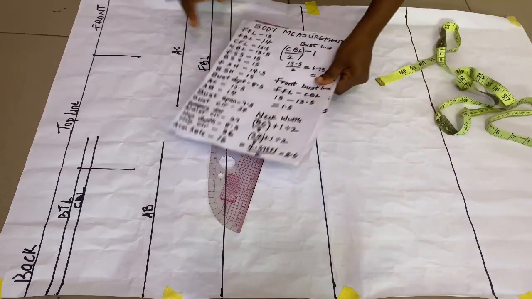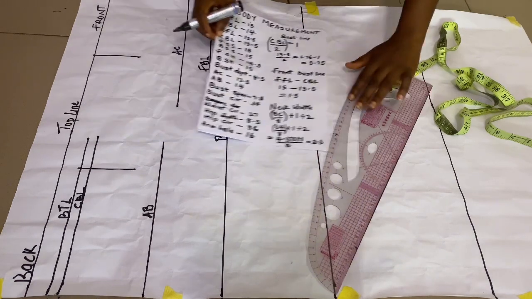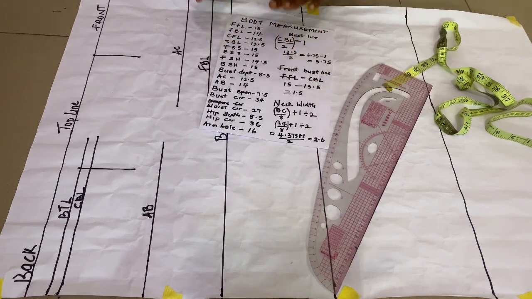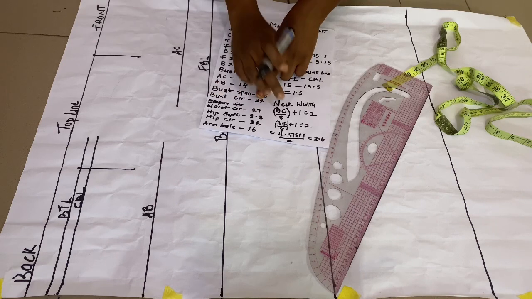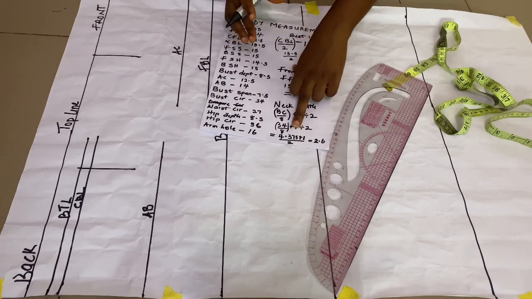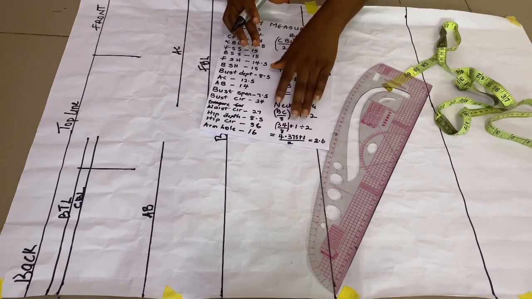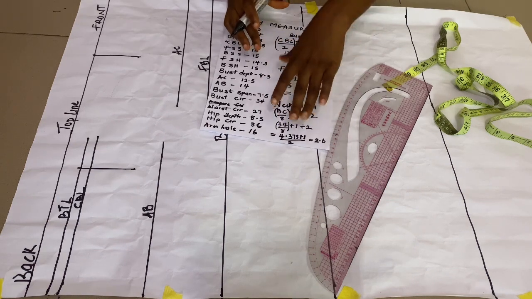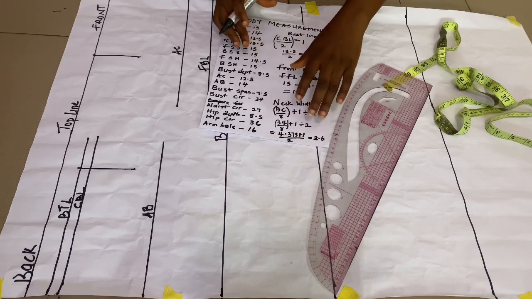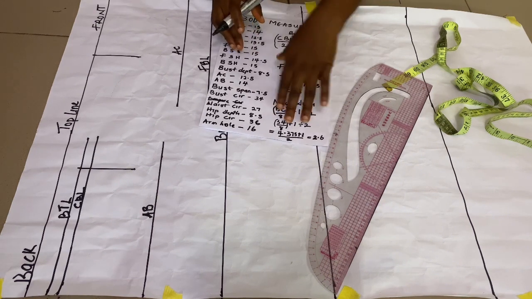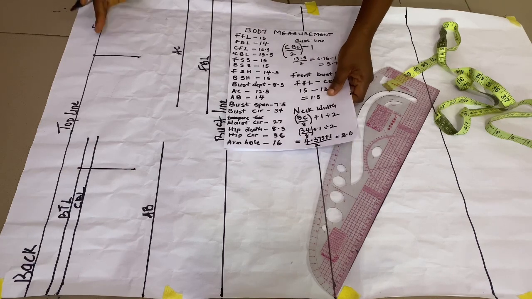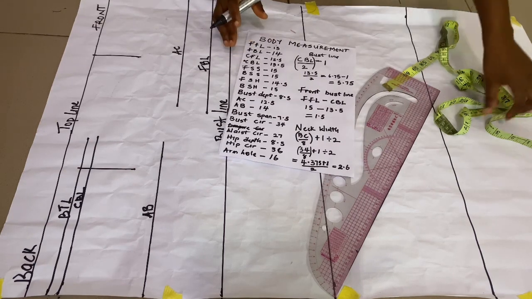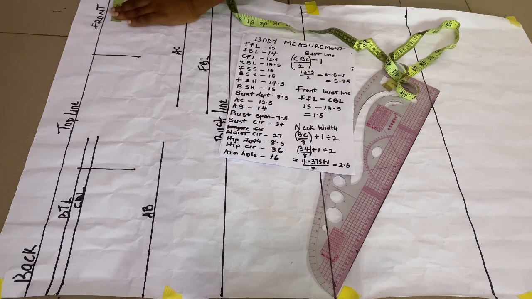The next thing is to get the neck width. To get the neck width, it is the bust circumference divided by 8, plus 1, divided by 2. So the bust circumference is 34. 34 divided by 8 is 4.375. Then you add 1 to it, which will be 5.375. Then you divide it by 2. For this bust circumference of 34, I'm having 2.6, and that 2.6 is the neck width I'll be using both in front and back. So it will be 2.6.